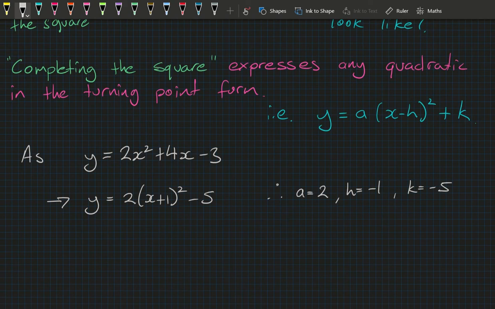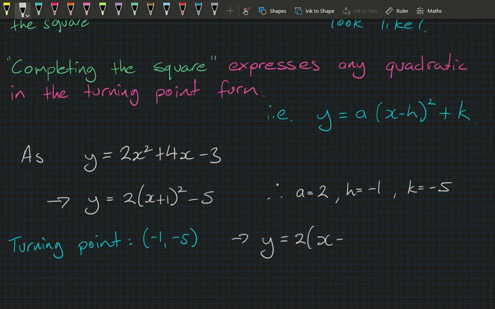And from what we've already learnt about the turning point form, we know that the turning point is going to be (minus 1, minus 5), because as we learnt, we could rewrite the rule for that parabola as y equals 2 times (x minus minus 1) all squared minus 5. That's because a minus is a plus, and we need to have it in the form with the minus to know what our h value is, which of course is the x value in our turning point, and k is the y value in the turning point.